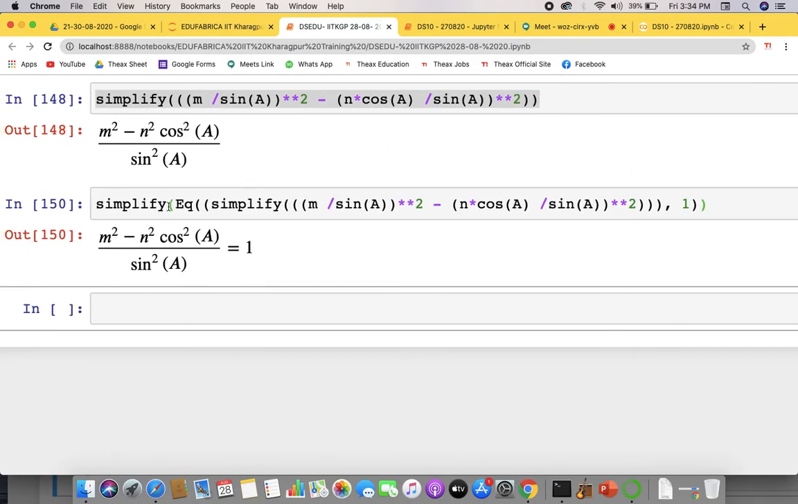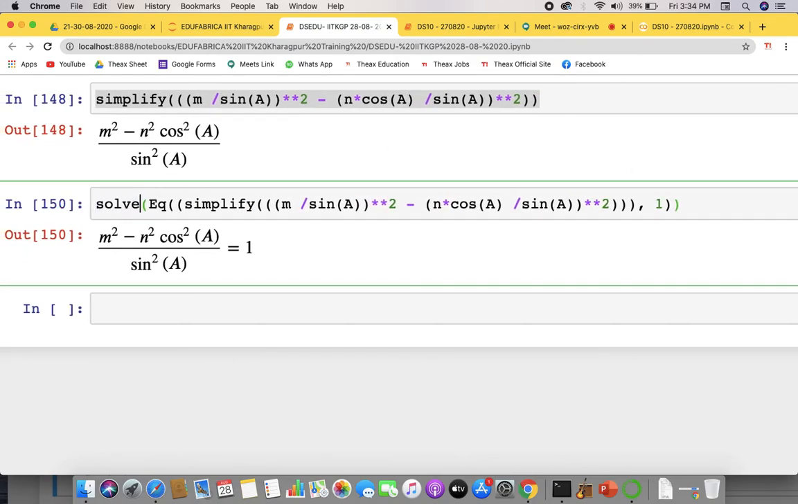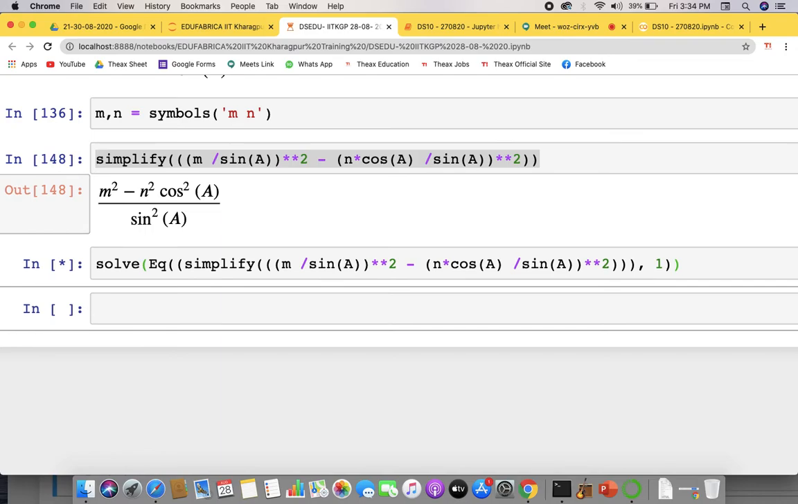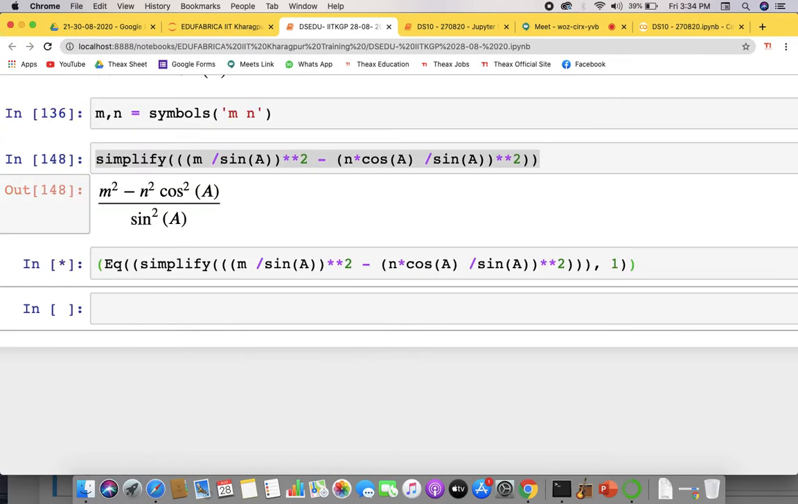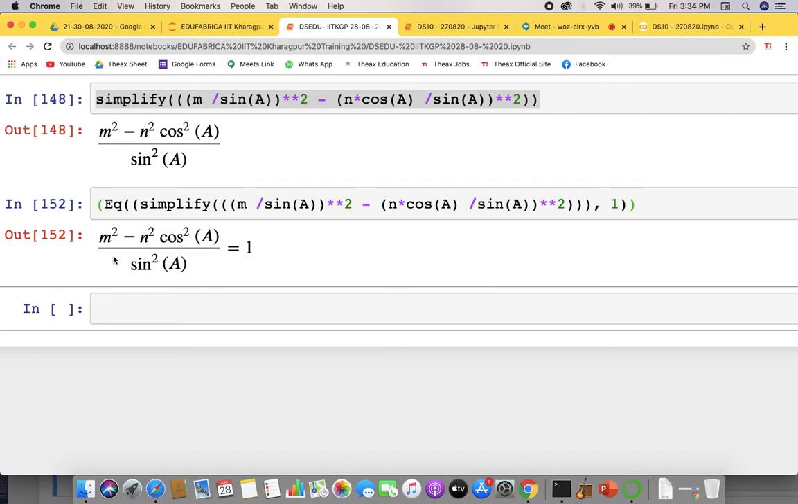Okay. So will the solve be giving any answers? I hope. So from here we can find, yeah, a lot of answers are there, but not a good one. Okay. So from here we can say that m minus n square cos square a is going to be equals to sine square a. And from then we can say that sine square a will be equals to 1 minus cos square a.